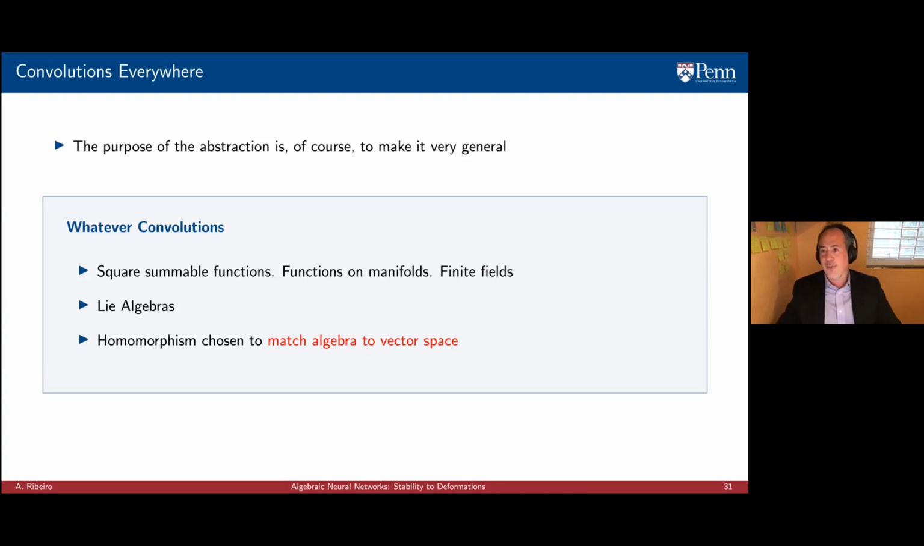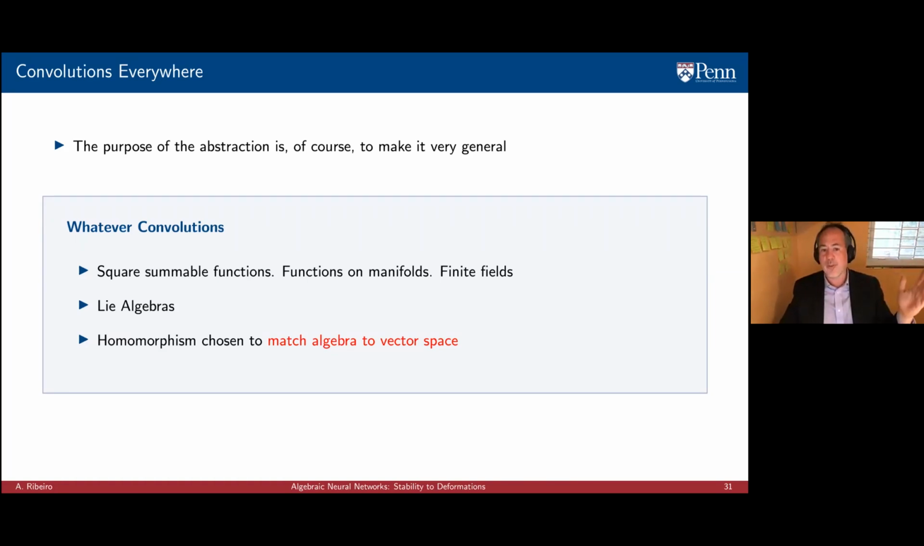But you can have what I would like to call whatever convolutions, right? So instead of square summable sequences, you can have square summable functions. You can define functions on manifolds. You can change the fields so that you operate in finite fields. There are interesting applications there. You can change the algebra of polynomials to an algebra of polynomials of multiple variables. You can use a Lie algebra there, although I am not sure that there is any good reason to utilize a Lie algebra, but it's something worth exploring.